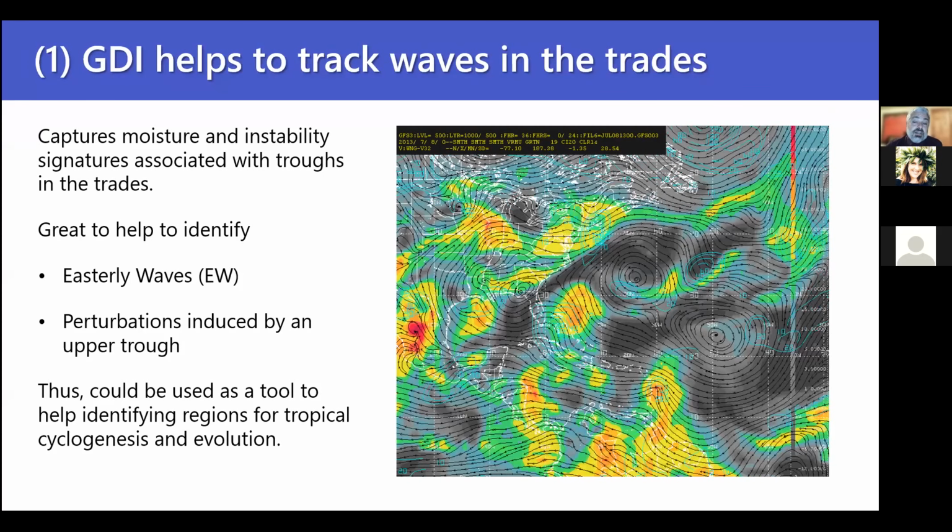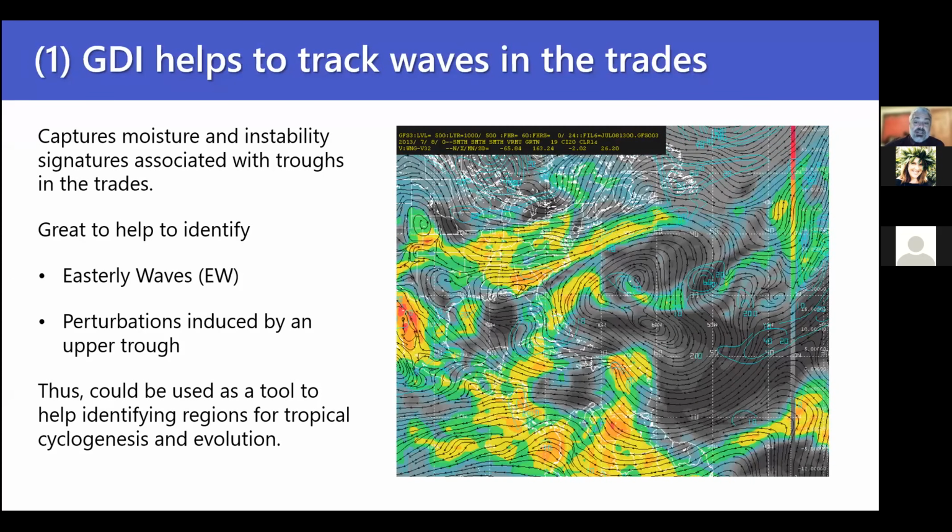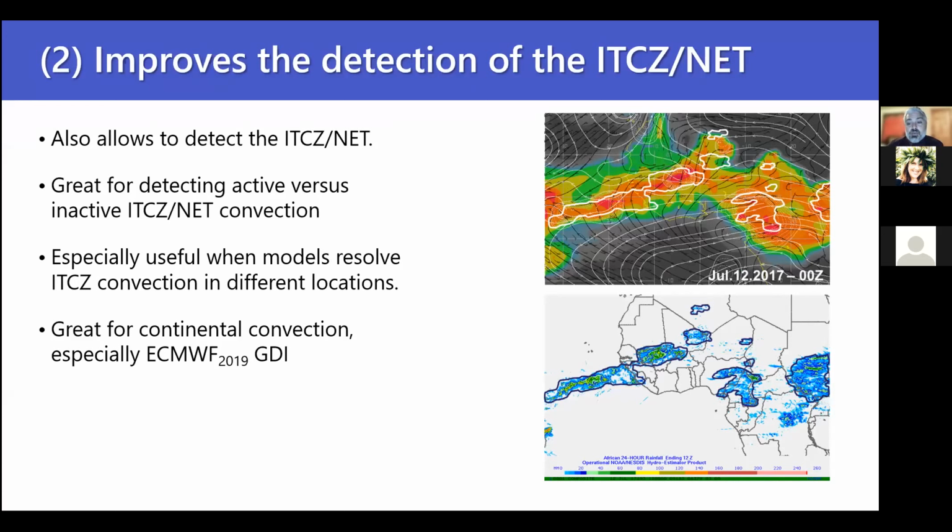Something else that the GDI is useful for is looking into the ITCZ, the tropical convergence zone. This is just an example from Africa, but it's very good at capturing the location. And this is especially useful in periods when models resolve ITCZ convection in very different locations. The GDI will be a little bit more faithful to the true position of the ITCZ and associated convection. And it's also great for continental convection, especially once you look at the European model GDI.